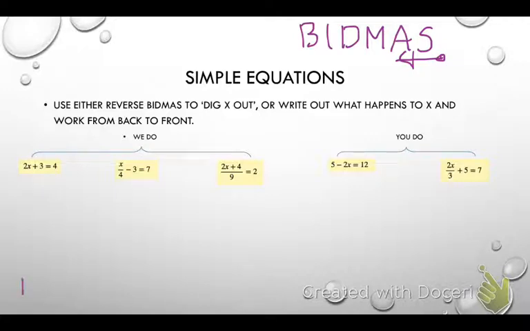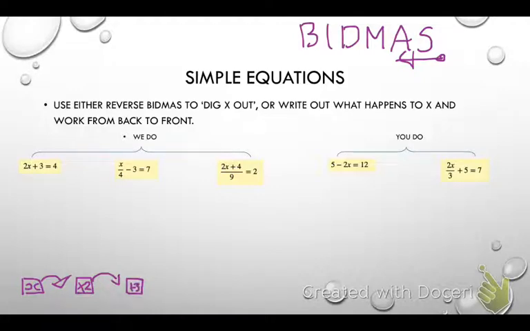I like putting it in boxes, it just makes it visually appealing for some reason. So x, the first thing that happens to it is that we times it by 2 there. You can see 2x is x times by 2. Then the next step is we add 3.